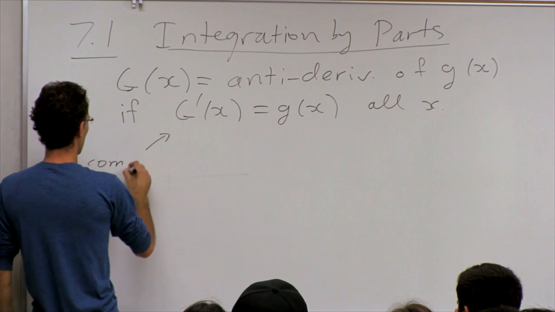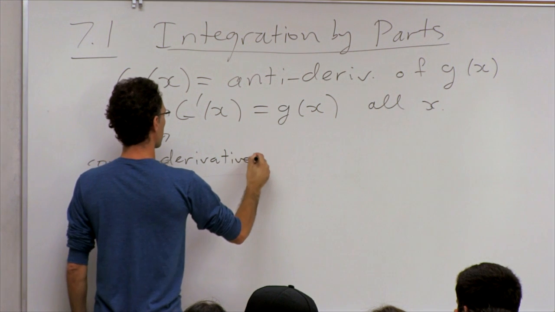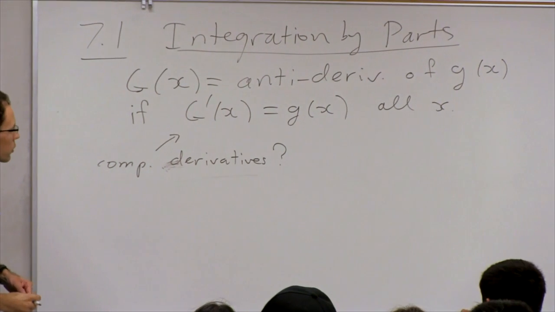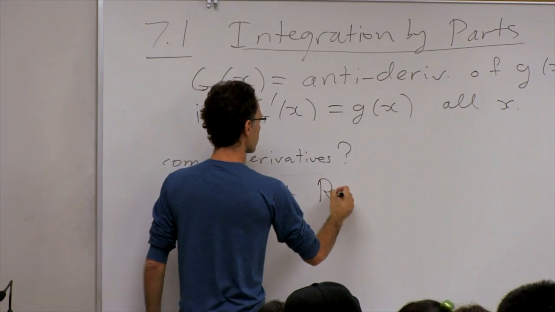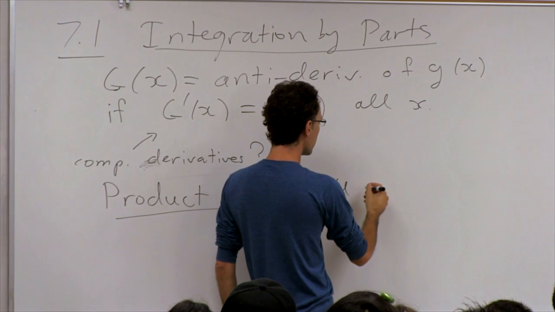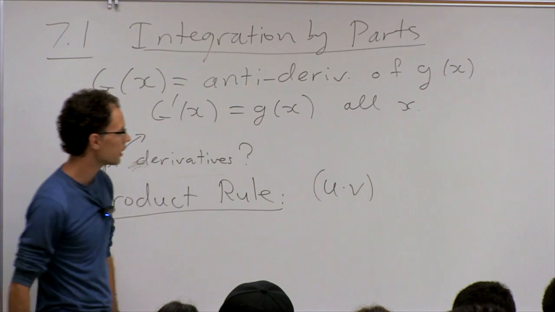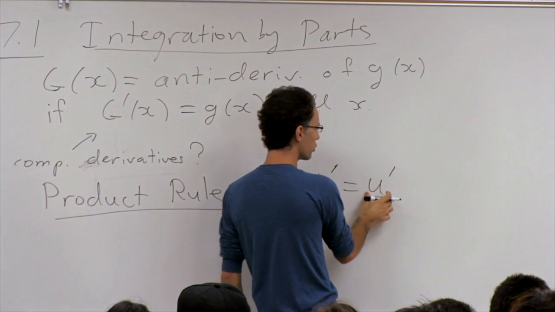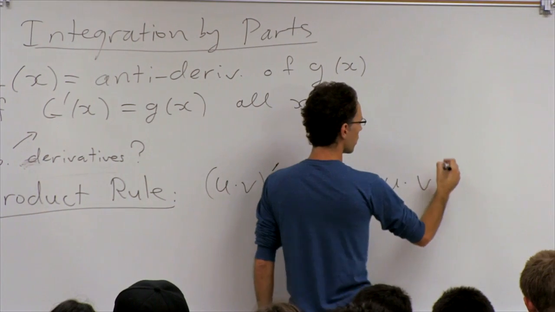So complicated derivatives. And one way we figured out how to compute more complicated derivatives was through the product rule, which let me just remind you here what that was. So if we have two functions, say u and v, we can take the product and ask what the derivative of that product is. And from Math 2a, you should remember quite well, this was usually written as the derivative of u times v plus u times the derivative of v.